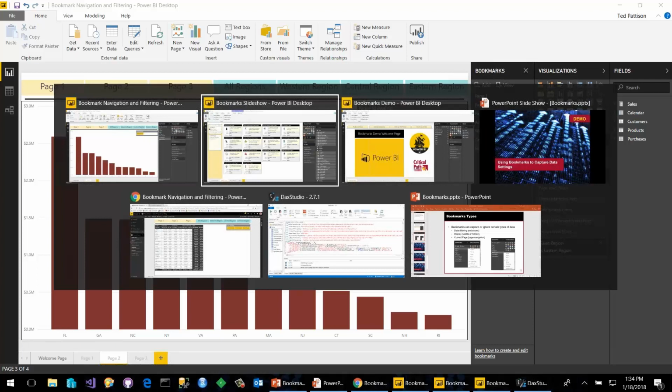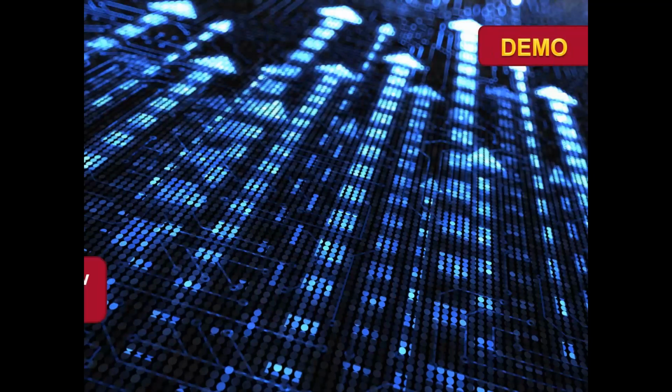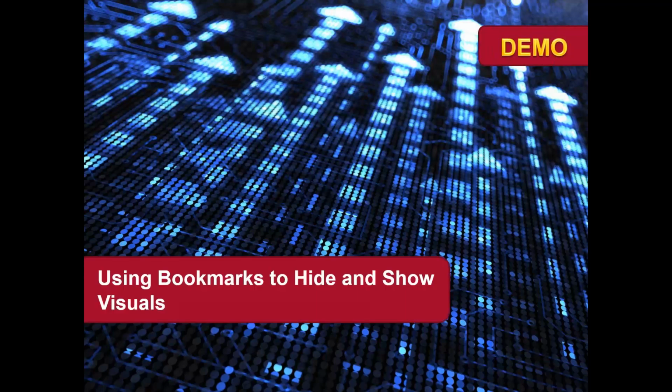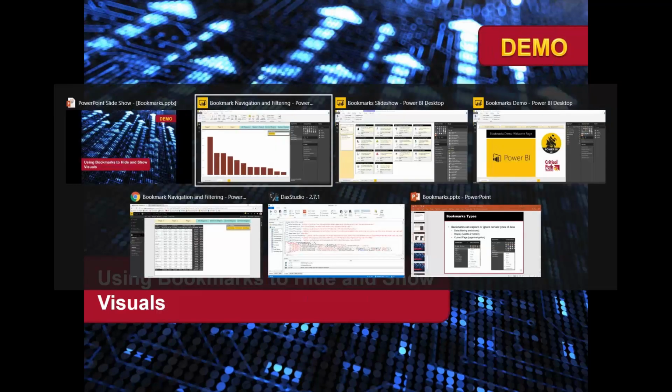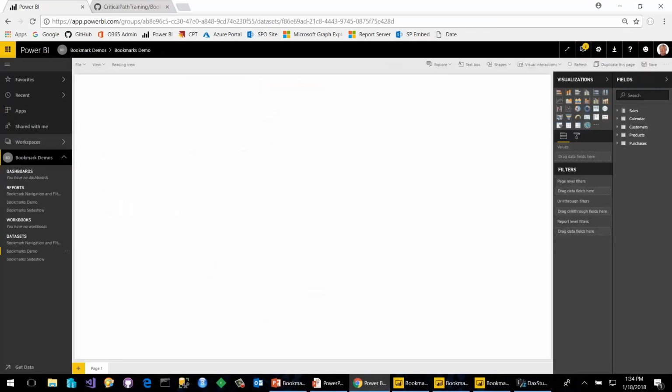Okay, so we've seen basically using bookmarks to capture data settings. Great. Okay, now we're going to look at using bookmarks to hide and show a visual. Okay, let's look at the finished product first. So let's go ahead, and I'm going to navigate back to the browser. Let's go back to the Power BI desktop project called Bookmarks Demo inside there. Let's go ahead and load that in.